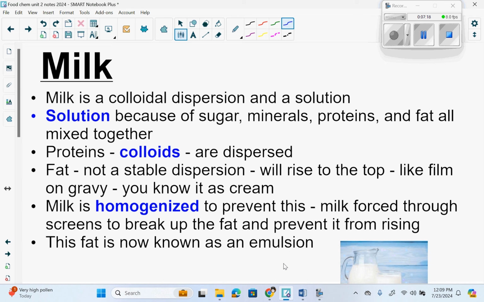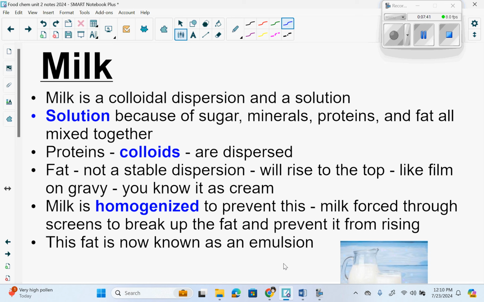So let's look at milk, because we're going to use this in quite a few of our labs. We talk about milk quite a bit. Milk is a colloidal dispersion, and it is also a solution. It's a solution because you have sugar, minerals, proteins, and fat all mixed together. But in terms of the colloid classification, there are proteins, those are colloids, dispersed throughout the milk.